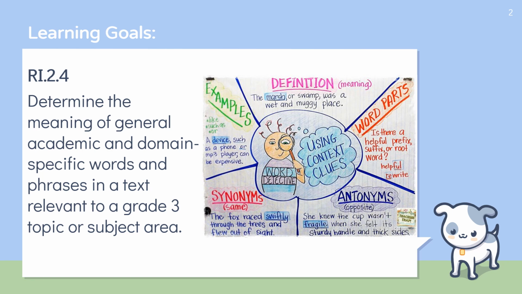So here's our first goal, which we've done quite a bit before. We're going to be determining the meaning of general, academic, and domain-specific words and phrases in a text relevant to a grade 3 topic or subject area. So basically, that means we're going to be figuring out the meaning of words that we don't know. How we're going to do this is we're going to use clues that the story gives us. Remember, those are called context clues. So we have to remember to look up, down, and all around the unknown word.